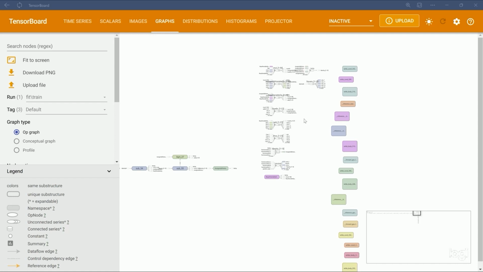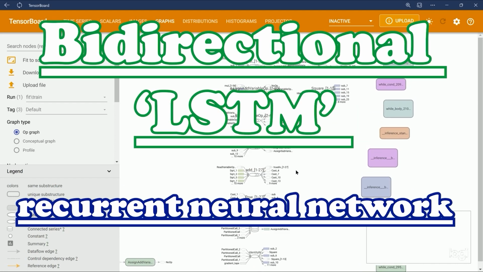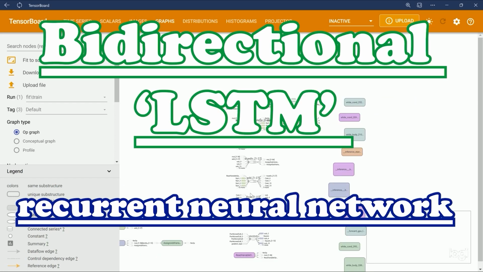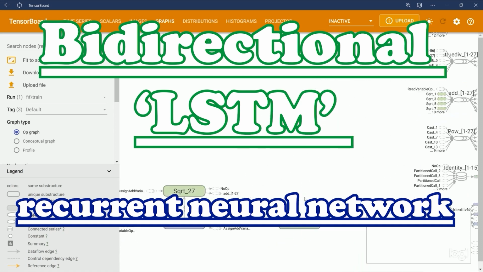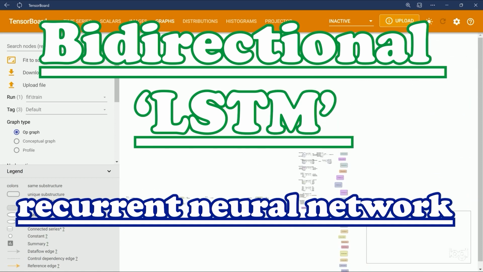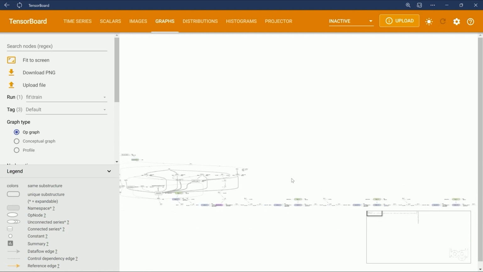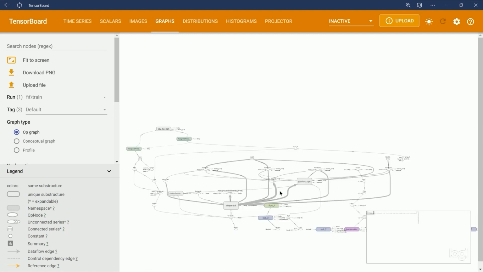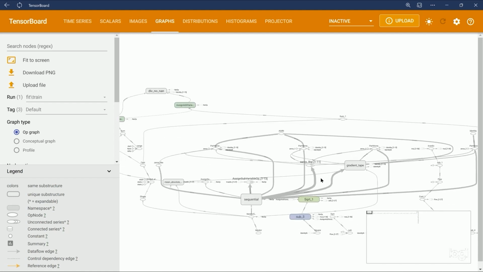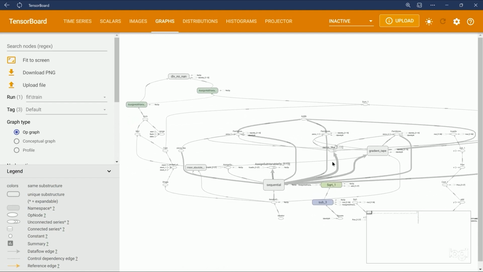Now, I've created what you call a Bidirectional LSTM RNN, which stands for Recurrent Neural Network. Basically, what that does is it takes information from the past, and what it does with that information is make a prediction based upon previous patterns and behaviors.